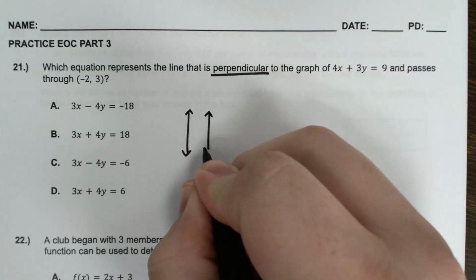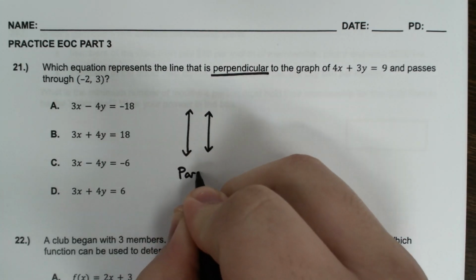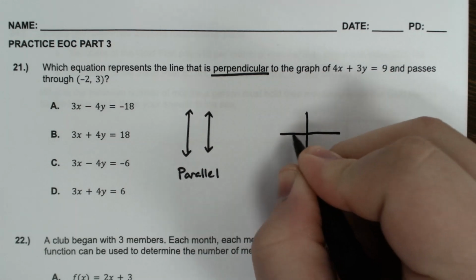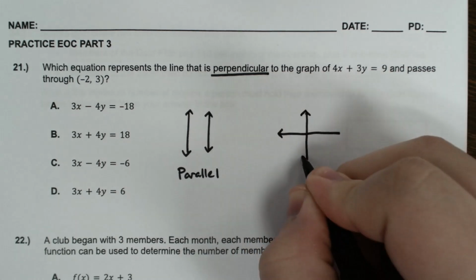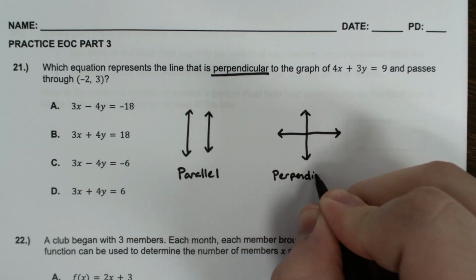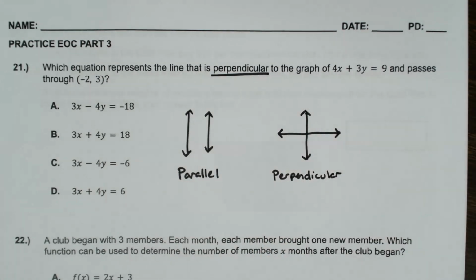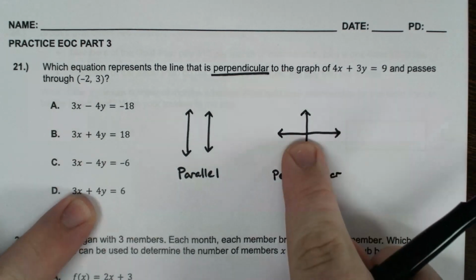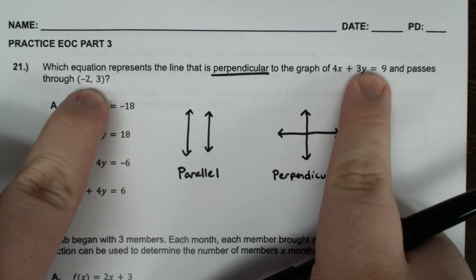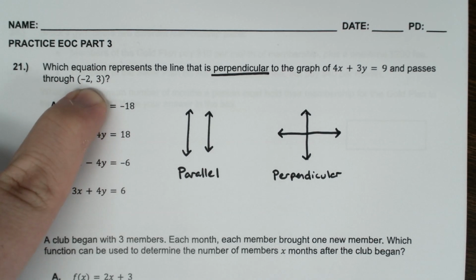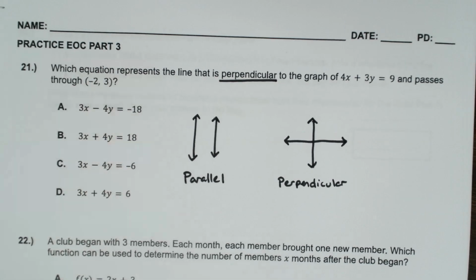Sorry, that's parallel. I had already said parallel. And these are perpendicular. So I'm hoping to find a line that, among these options, looks like this line but also goes through negative 2, 3. Now, the work to get this question answered is pretty easy, honestly, but it's kind of hard to remember to do, and Desmos makes it a lot easier.